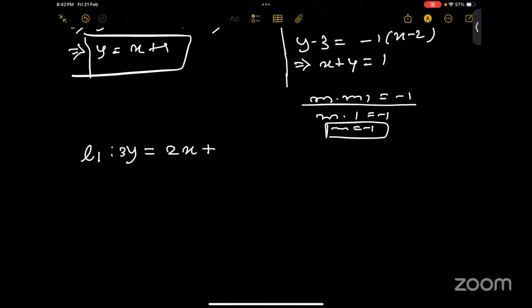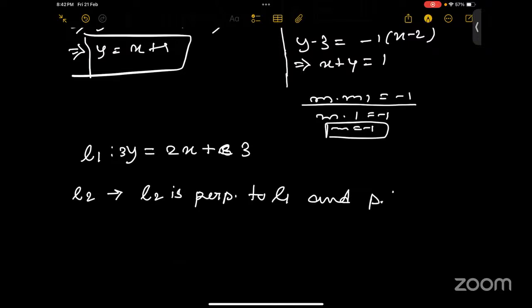Okay, I will take a new example. I think he's confused between -1 and 1, or m and m1. That is why I'm taking another example. Suppose this is our L1 line, and we have L2, and we have the given hint that L2 is perpendicular to L1 and passing through the point (1, 2). You have to find the equation of L2.